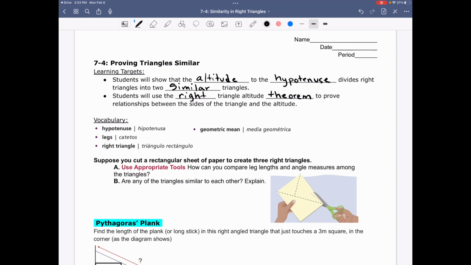We are going to pause the video in a bit to do this activity. Suppose you cut a rectangular sheet of paper to create 3 right triangles. That's what we're going to do. You will use appropriate tools. How can you compare the leg lengths and angle measures among the triangles? Are any of the triangles similar to each other? Explain. So you're going to get a piece of paper, a ruler, and scissors.